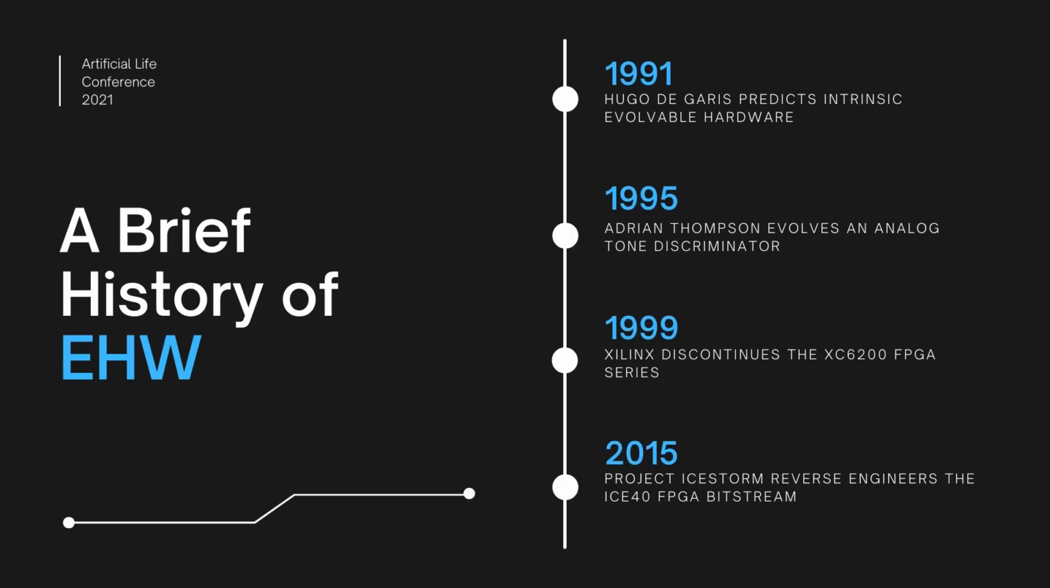In 1991, while working on embryological electronics, Australian computer scientist Hugo de Garis postulated that evolutionary algorithms such as genetic programming will probably lead to electronic circuits being grown in special hardware. Just a few years later, Adrian Thompson crystallized this approach with his tone discriminator experiment, as previously discussed. Then in 1999, the Xilinx Corporation discontinued the XC6200 series FPGA. This singular event was responsible for the dissipation in early evolvable hardware research.